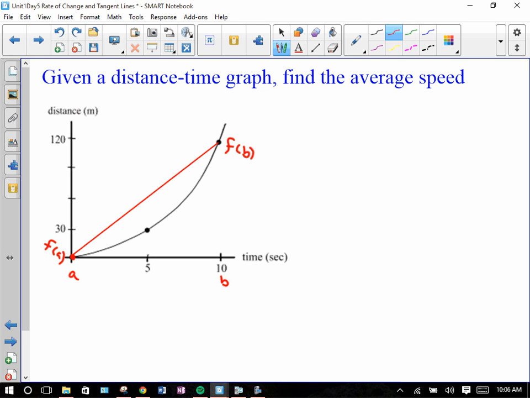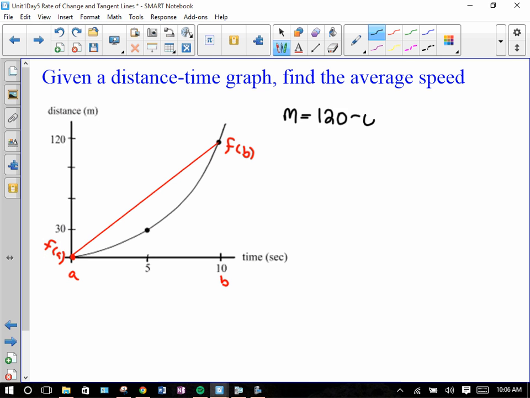It's a point on the graph, right? We'll look at that in just a second. So we go ahead and take a look at this. Remember, our slope, or our average rate of change, is equal to f of b, which would be what? 120. So 120 minus f of a, which is what?